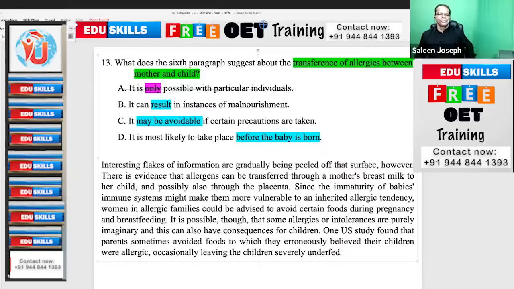Is it after? Yes, Father. Transference of allergies between mother and child. Is it likely before the baby is born or after the birth? I mentioned after birth, Father. It can be transferred through a mother. Let's see, we'll go into the text, please.